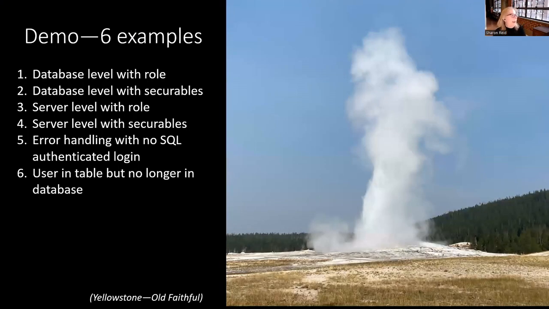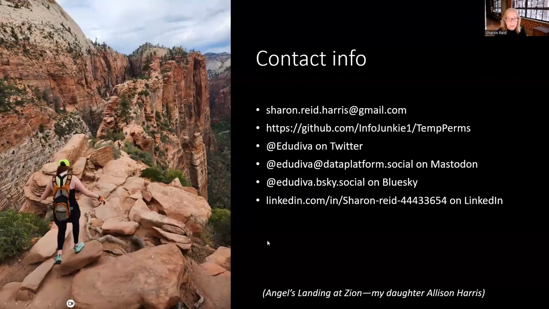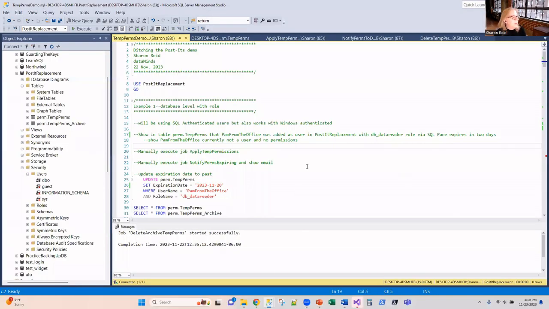So for my demo today, I go through 6 different examples: database level permission as a role, database with securables, server level with a role, server level with securables, and 2 different types of error handling that I have added. So let me pull up SSMS and we will start working through the demo.